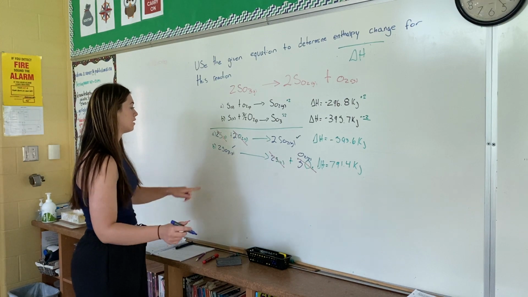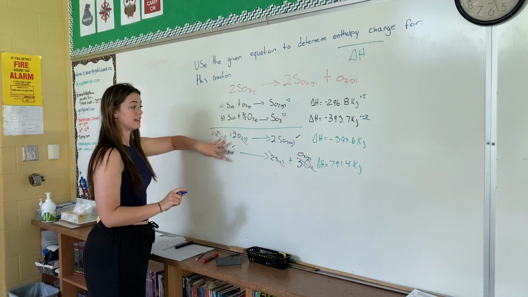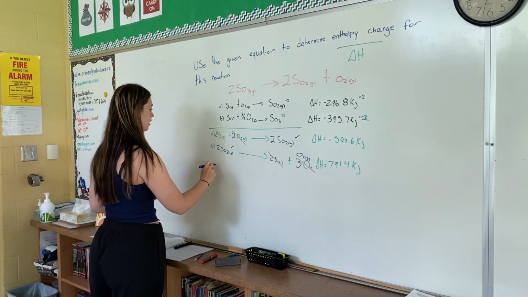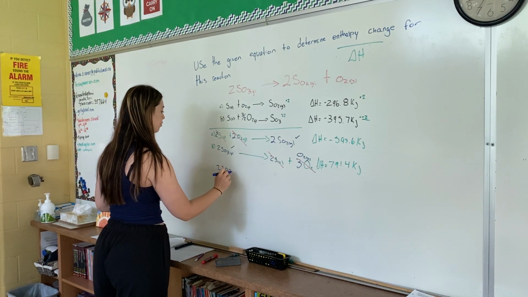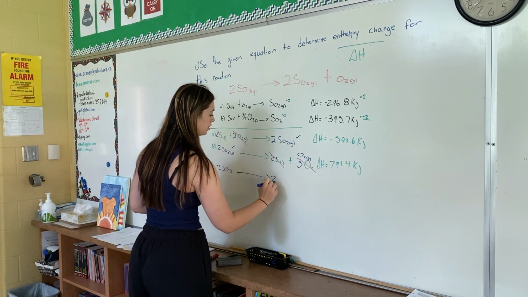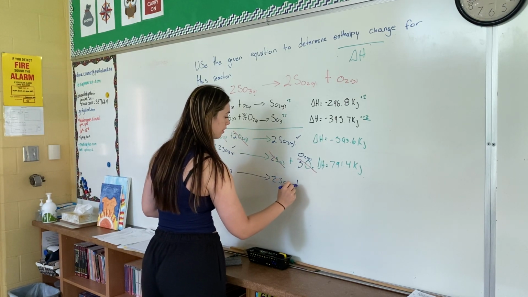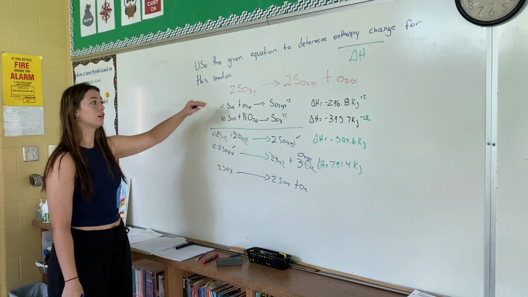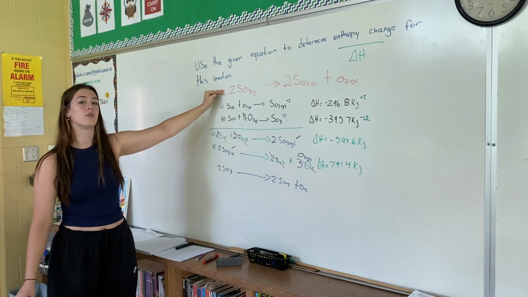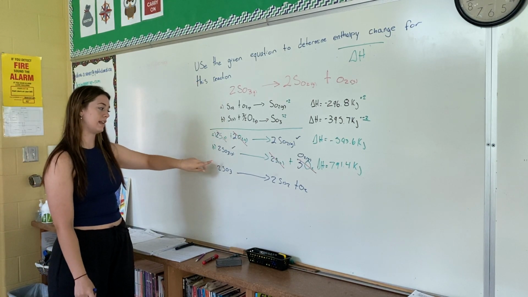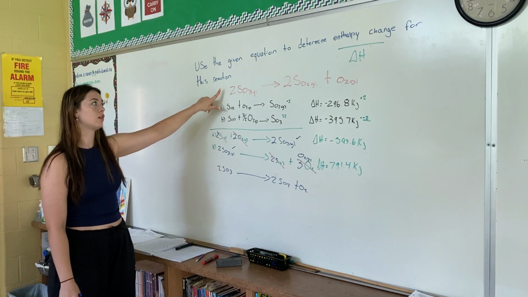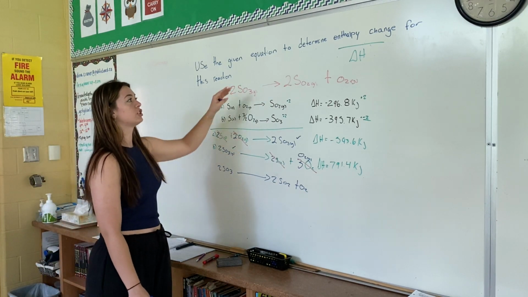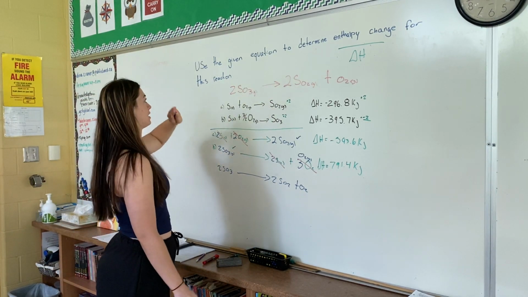Our final reaction is going to be, we're going to look at this one. Only write the stuff that's left over and that wasn't canceled out. So we're going to have 2SO3 into 2SO2 plus O2. Now this reaction looks identical to this reaction, so that's how we know that we did it right. If you do this question and your final product doesn't look like the original equation you were given, something went wrong. So our question is determine the enthalpy change for this reaction.